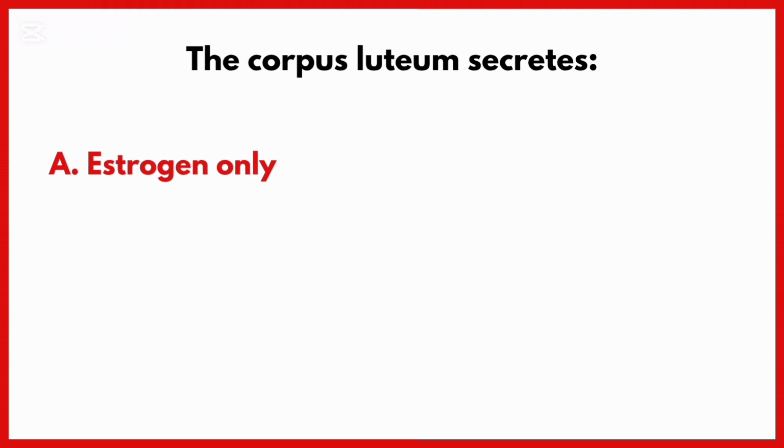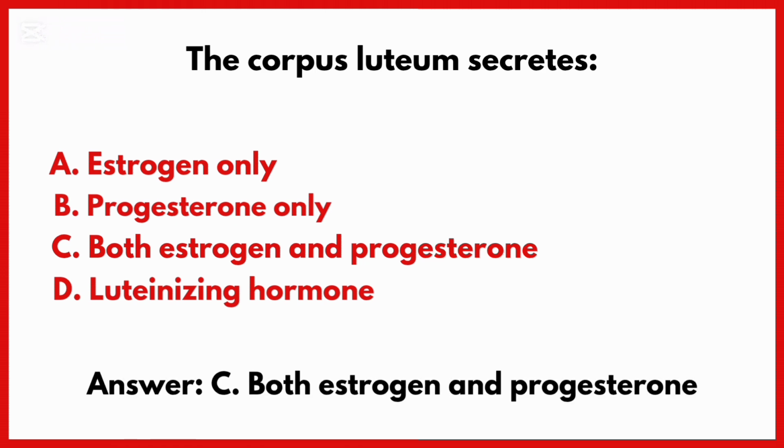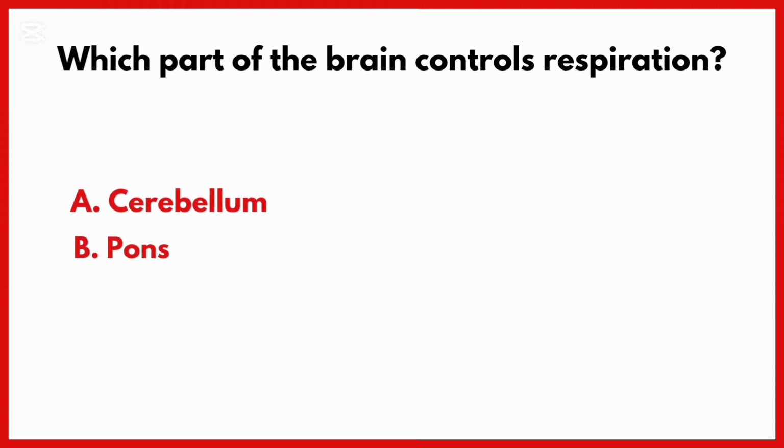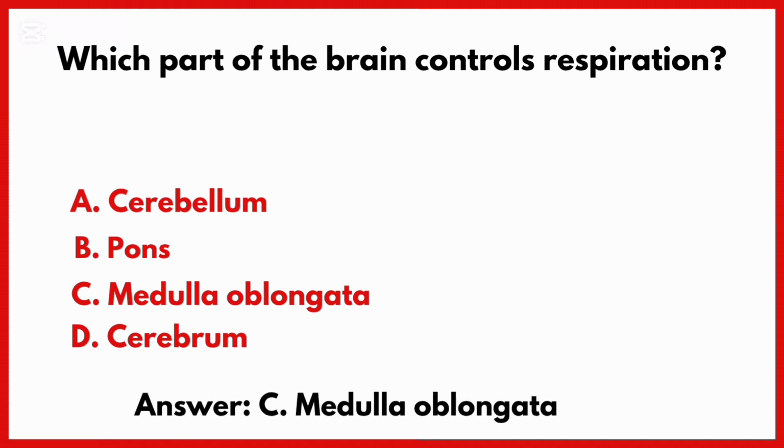The corpus luteum secretes. Correct answer is option C, both estrogen and progesterone. Which part of the brain controls respiration? Correct answer is option C, medulla oblongata.